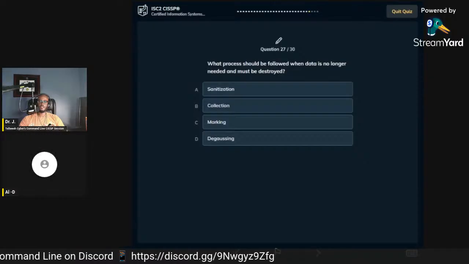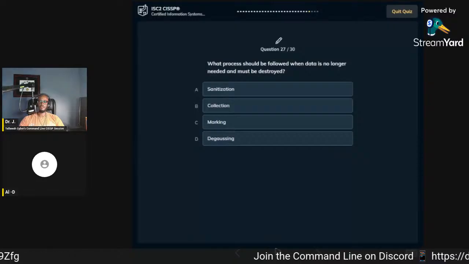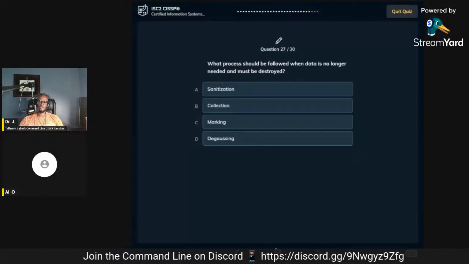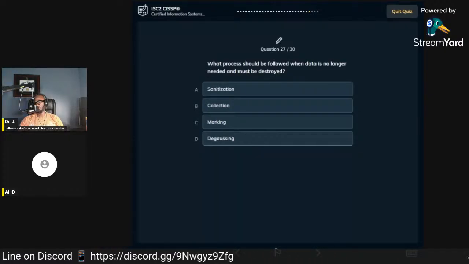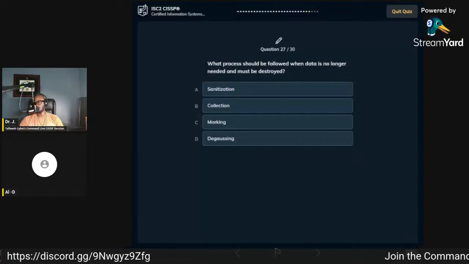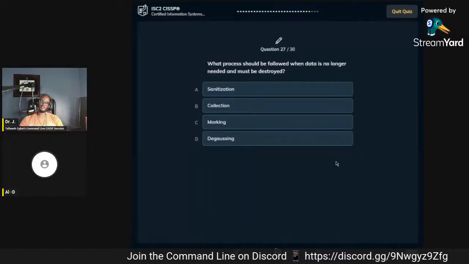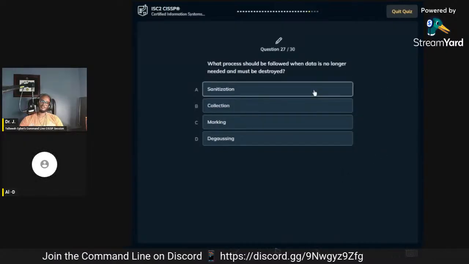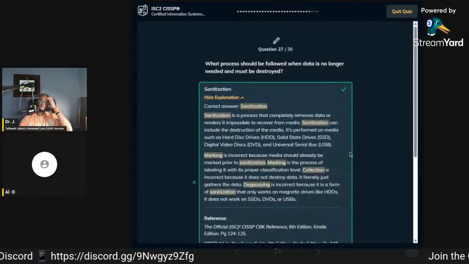Marking? What process should be followed when data is no longer needed and must be destroyed? Well, no. I think it's either sanitization or the gauze. Yeah, I think it's sanitization, because the gauze is still going to be there.